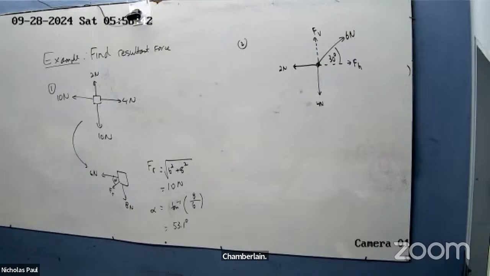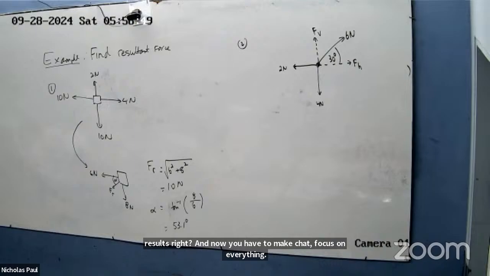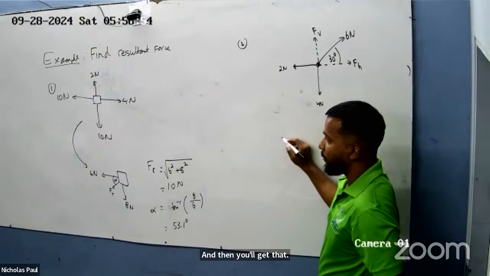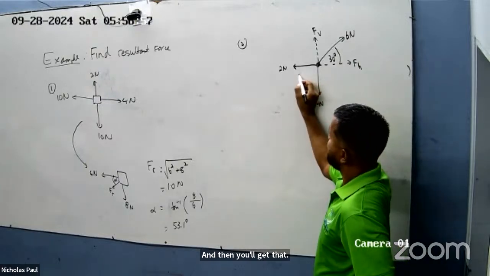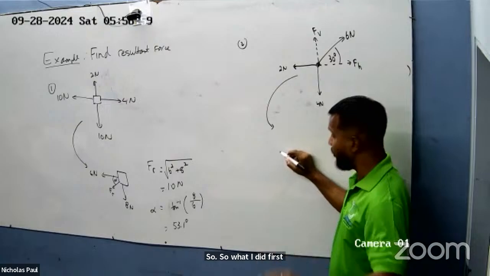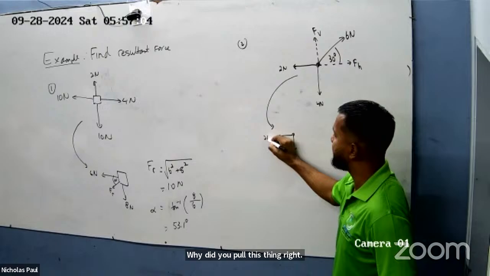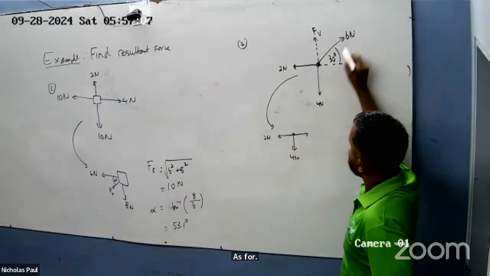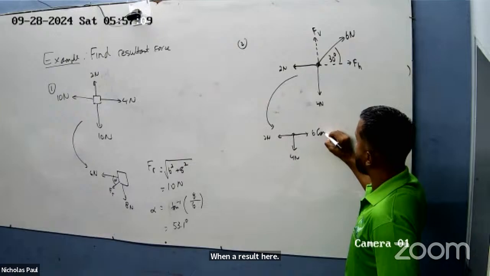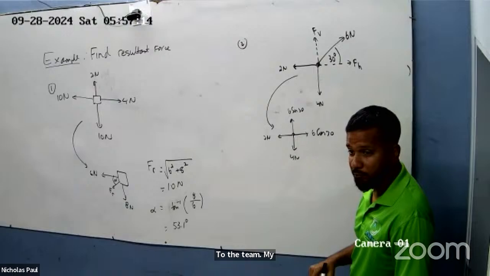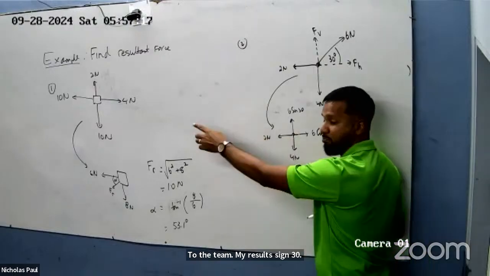Hopefully the results, right, and now you just check like that. Focus on everything horizontally, everything vertically, and then you'll get that down like that. So when you do the first thing, right? Here's 4. Here's 2. When you resolve here, this will be 6 cos 30. When you resolve here, it will be 6 sin 30. That's okay? Now this diagram just like that.